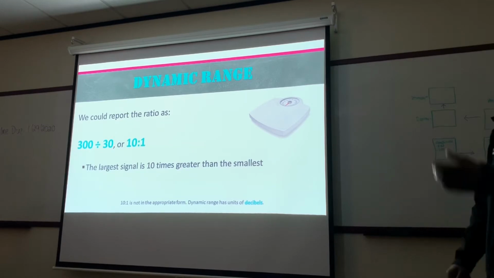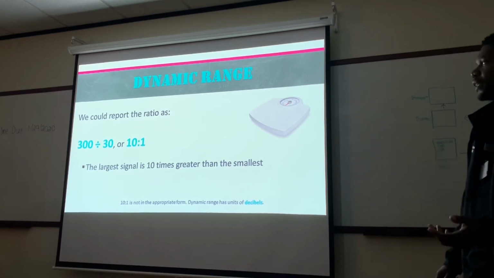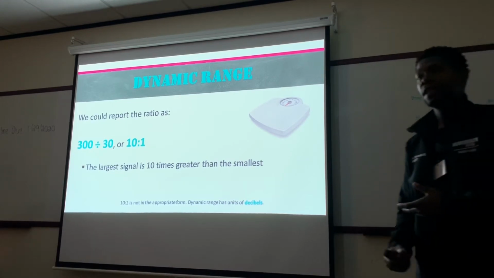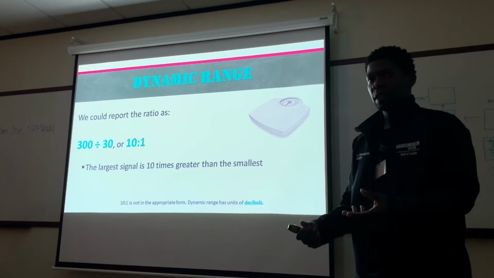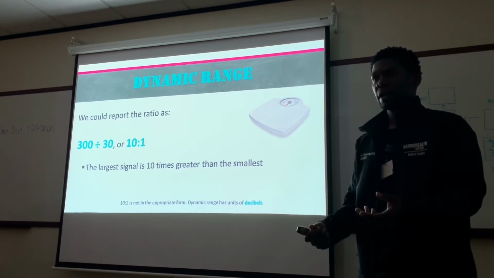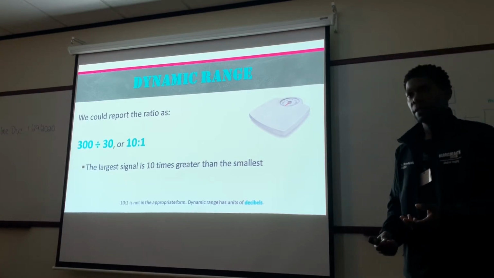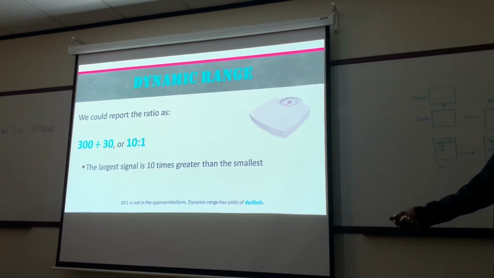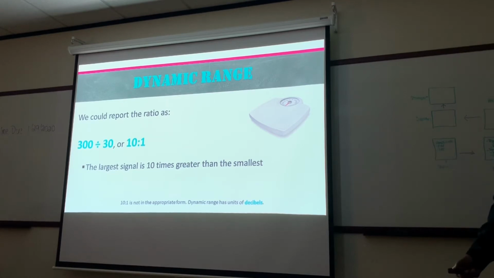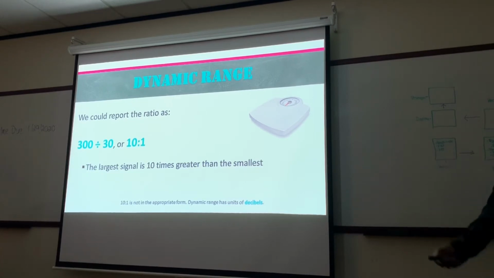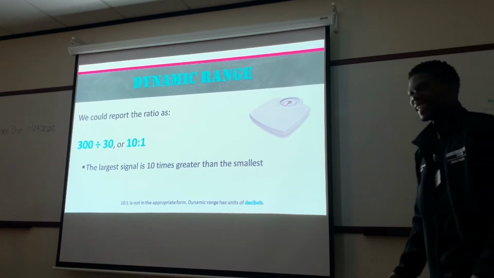So we can report that 30 to 300 range as a ratio. But remember, a ratio is a comparison. It's a relative figure. We learned this in chapter 6, interaction of sound and media. So we can report the 30 to 300 difference as a 10-to-1 ratio. The largest signal is 10 times greater than the smallest. 30 times 10 equals 300.